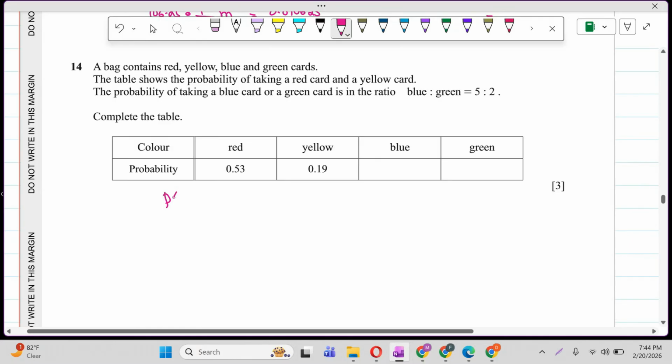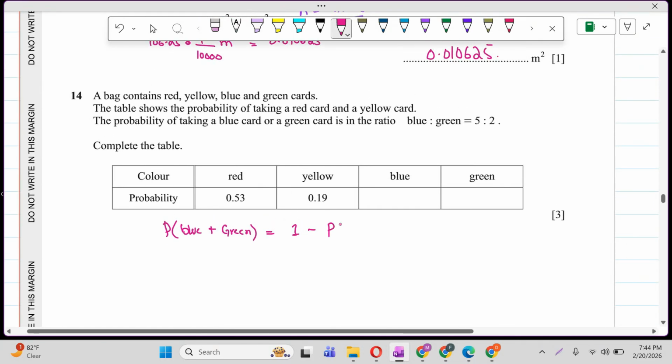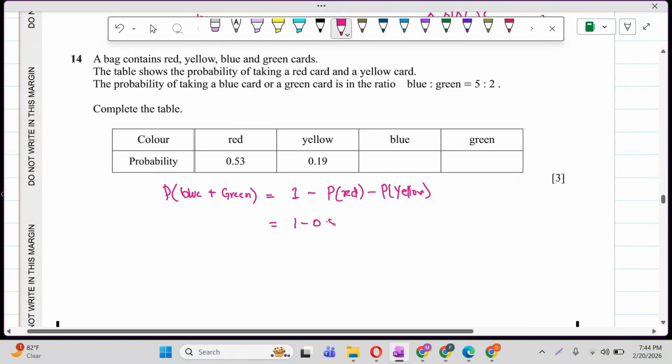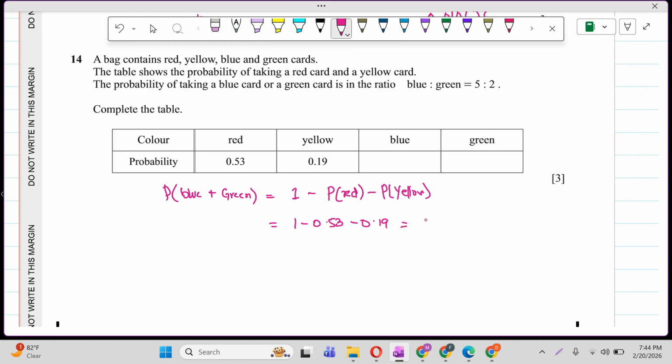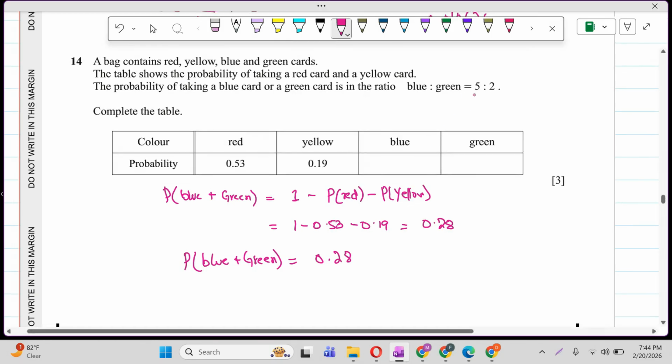First, we find the remaining probability of blue and green. So probability of blue plus green is equal to total probability 1 minus probability of red minus probability of yellow. So 1 minus 0.53 minus 0.19, and this one is equal to 0.28.